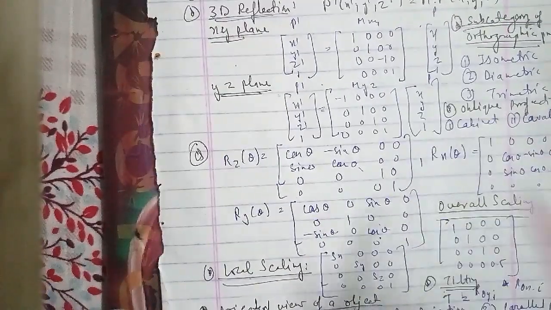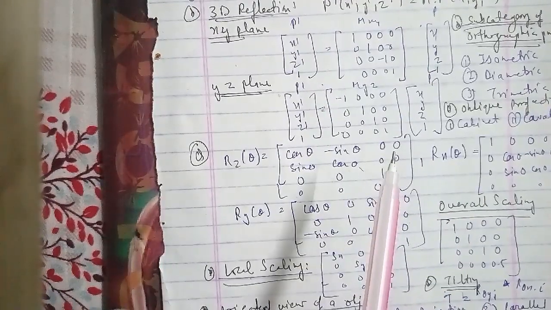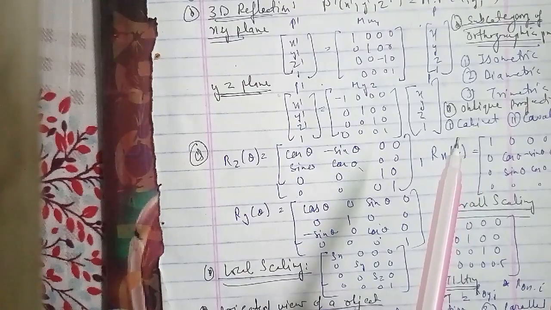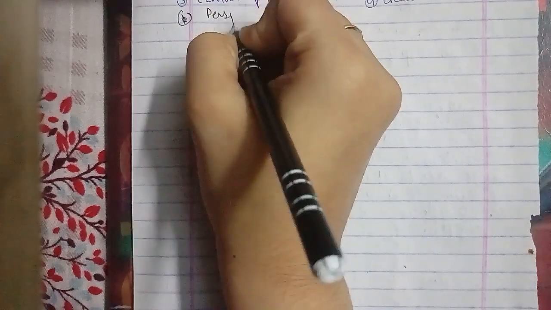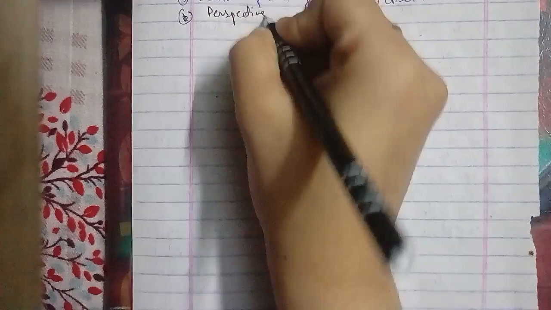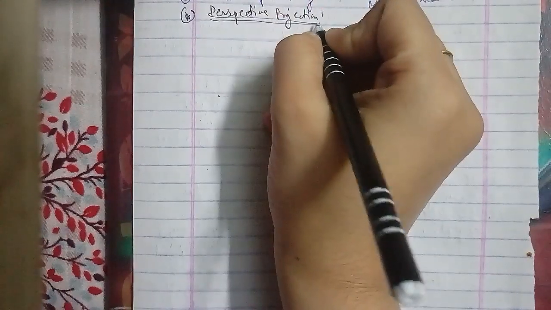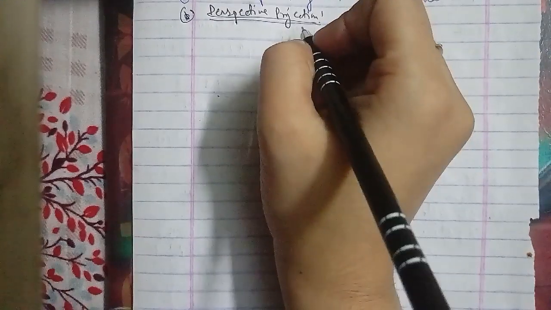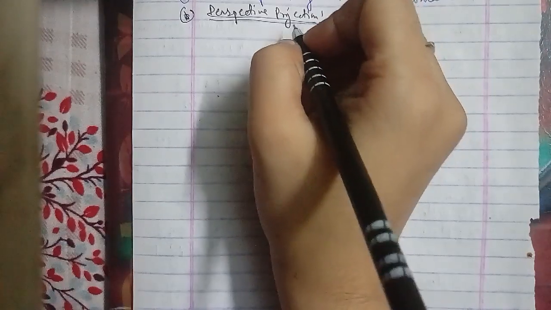The other question we'll talk about is, what is perspective projection? For a perspective projection, the object projections are transformed to a view plane along lines that converge to a point called the projection reference point.